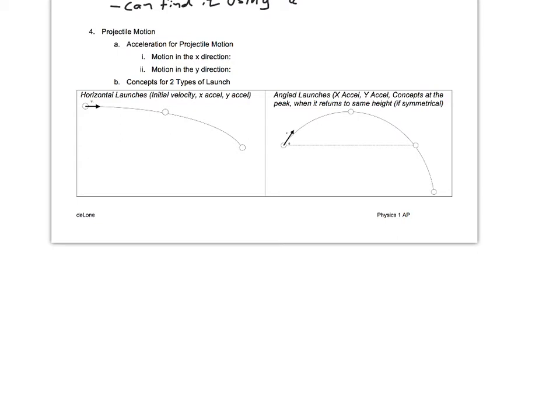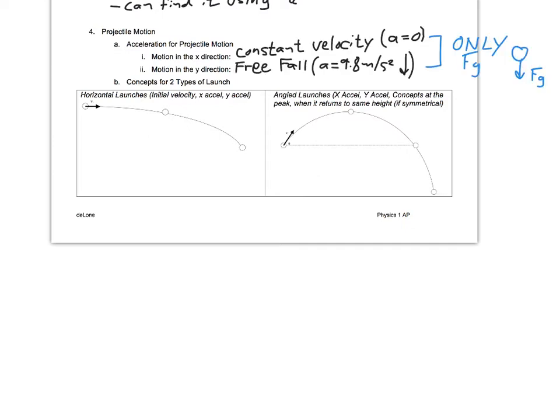Moving on to projectile motion, the most important concept we need to know about projectile motion is the motion in the x and y direction. In the x direction, we have a constant velocity, which means our acceleration is 0. And in the y direction, we have a downward acceleration of 9.8 meters per second squared. This object is in free fall. The only force acting on it is gravity, so therefore it's accelerating down at 9.8 meters per second squared.